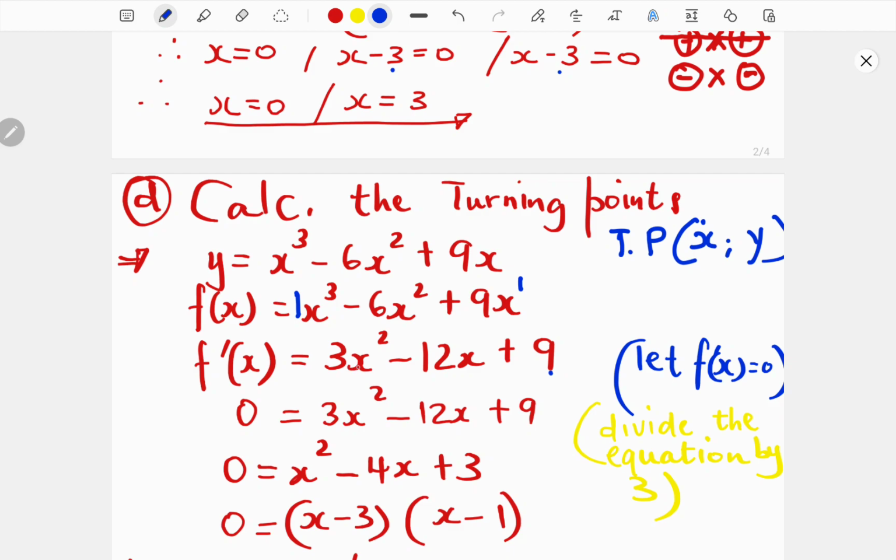Now we are having this type of equation. So now how to find the x value? We must let the derivative be equal to 0. So this part we must make equal to 0, and then we're going to solve for x.